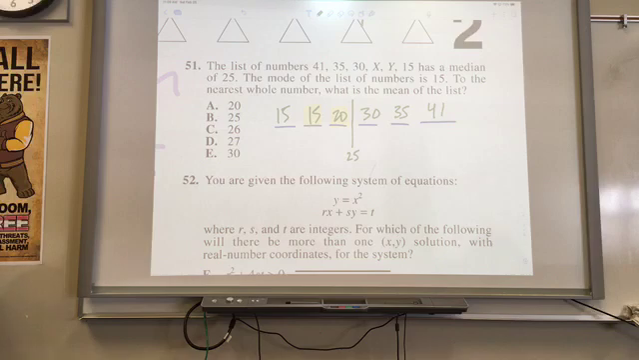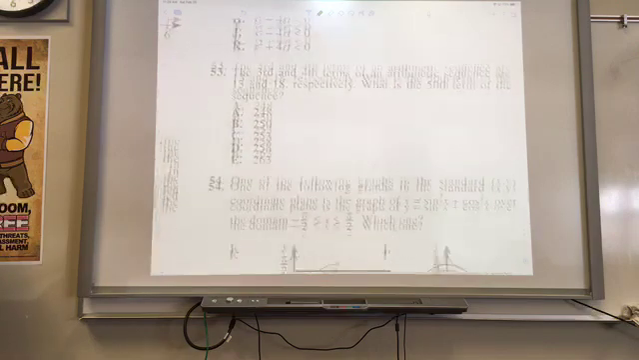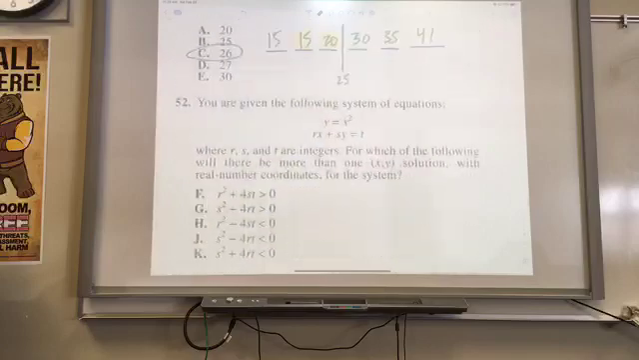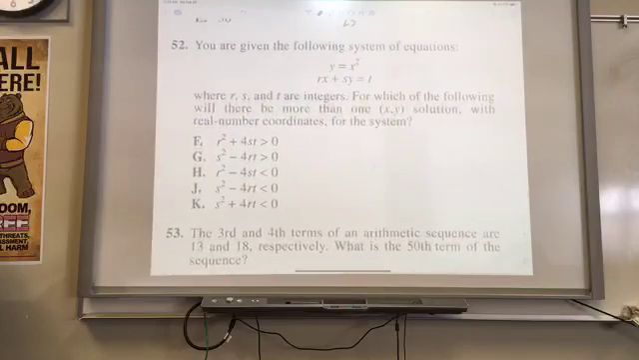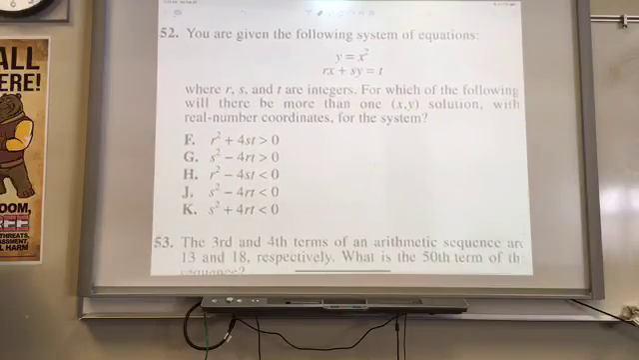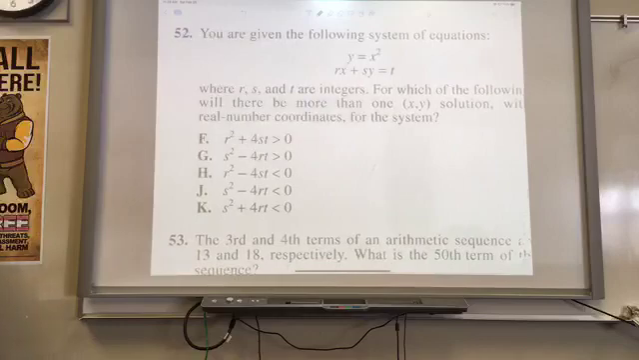Divided by 6, and I got 26. What's the mean? 143.5. What do you guys think? Not too bad? All right. I think number 52 is the hardest question on this practice test. It is hard. I'm working on it though.